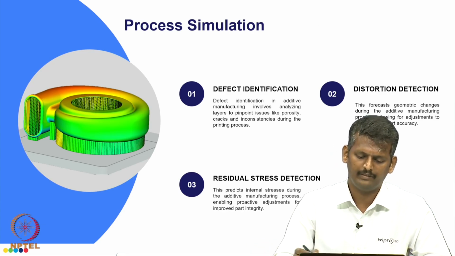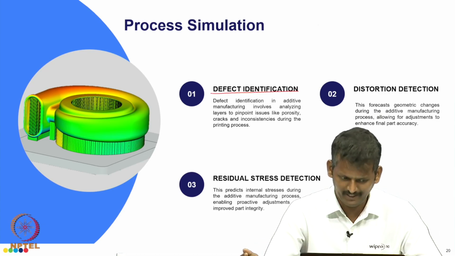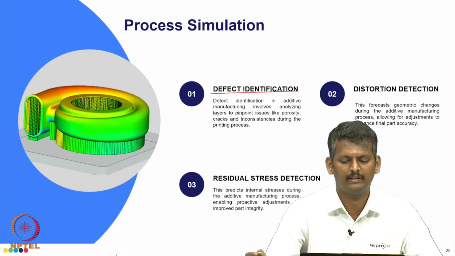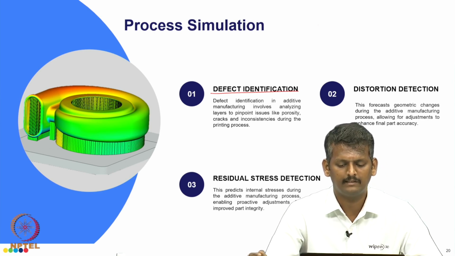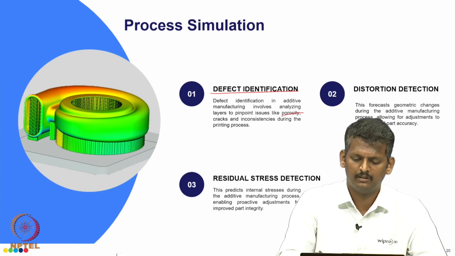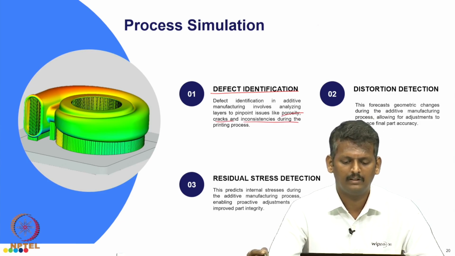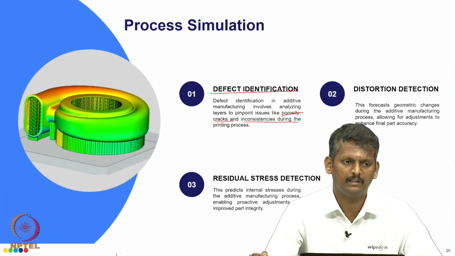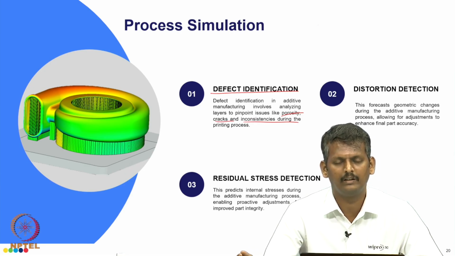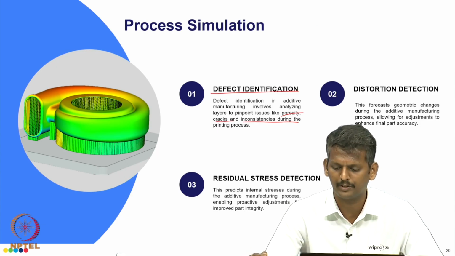Now coming to defect identification, there are various types of defects, such as porosity, cracks and inconsistency during the printing process. These are some of the defects which we can see in LPBF technology. Even when it comes to large format additive manufacturing like DED, or even in the case of FFF itself, we have large format additive manufacturing machines. In those also this kind of thing comes into the picture.